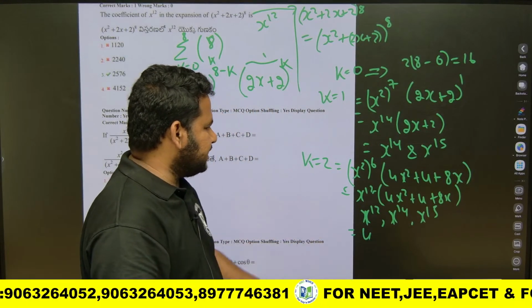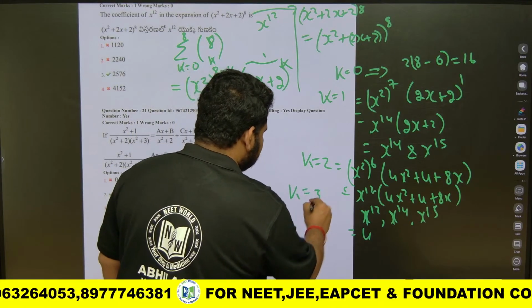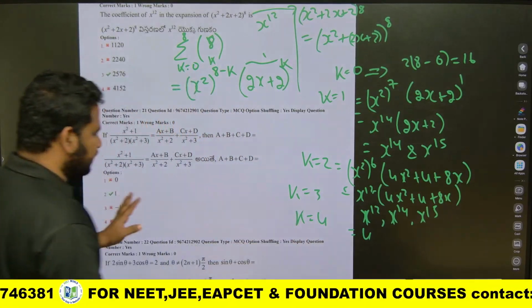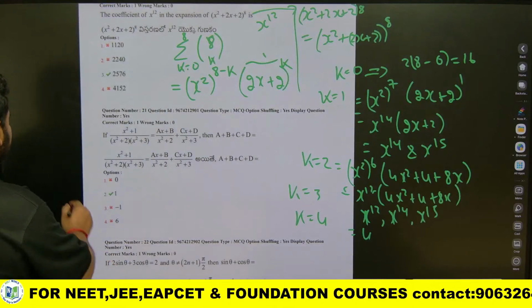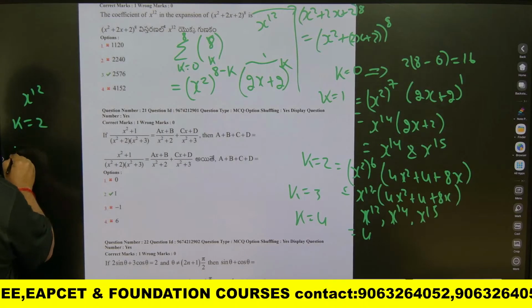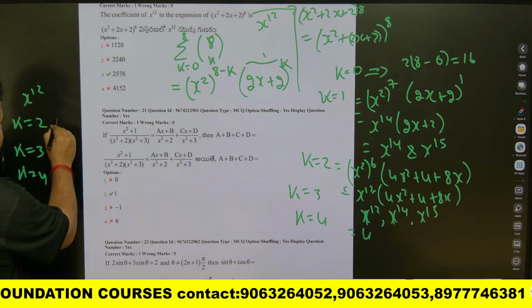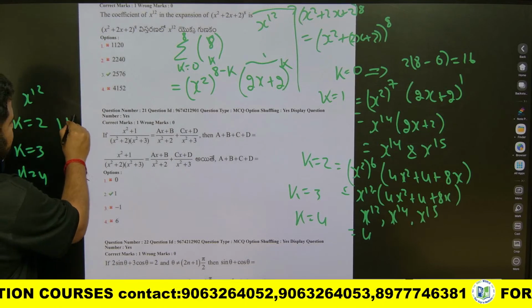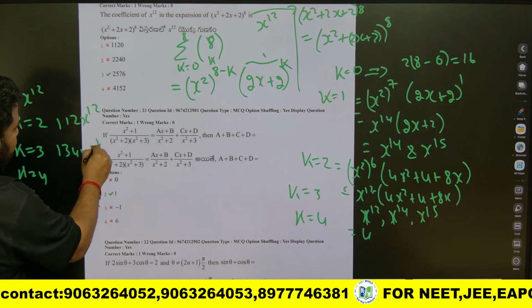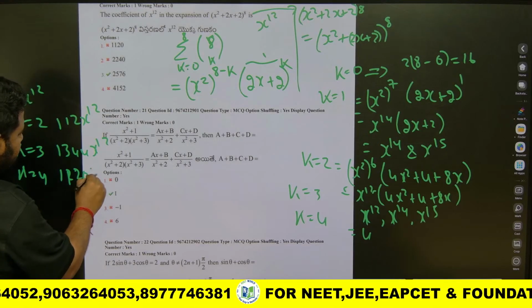Okay, this is what I get when x is equal to 2. Like this, if I put k is equal to 3 and also k is equal to 4, I'll get different values. Finally, if I substitute the values, what I'll get is the coefficient of x to the power of 12. When k is equal to 2, I'll get 112 x to the power of 12. When k is equal to 3, I'll get 1344 x to the power of 12. When k is equal to 4, I'll get 1120 x to the power of 12.